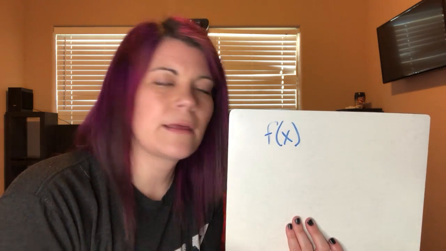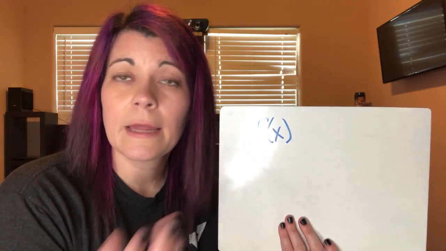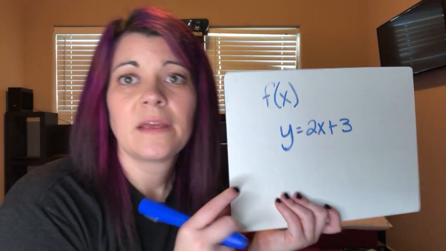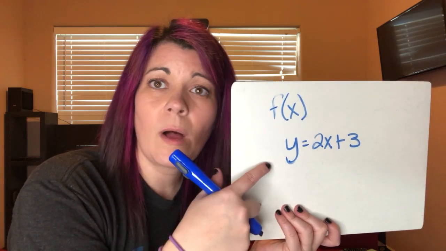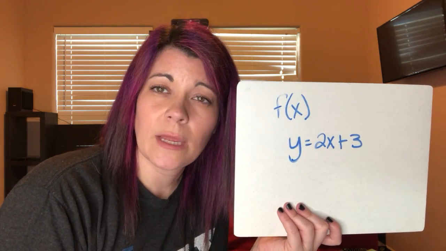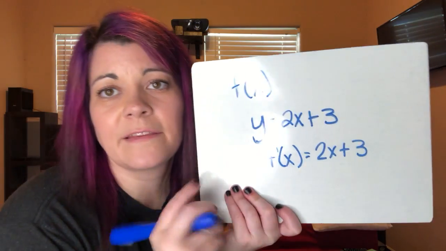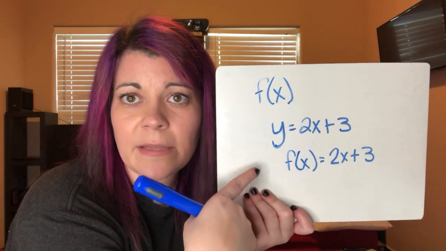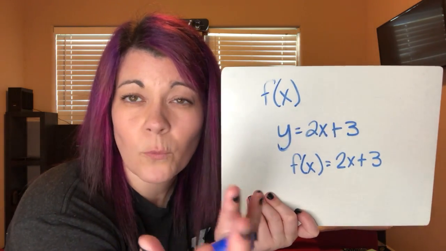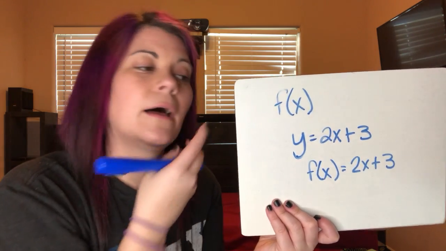F of x reads as function of x. Basically, f of x represents y. You're used to seeing equations like y equals 2x plus 3. So instead of writing y, we're going to write f of x, okay? And that will be function notation. f of x equals 2x plus 3. And that's how you write it in function notation. But simply, f of x just means y, okay?